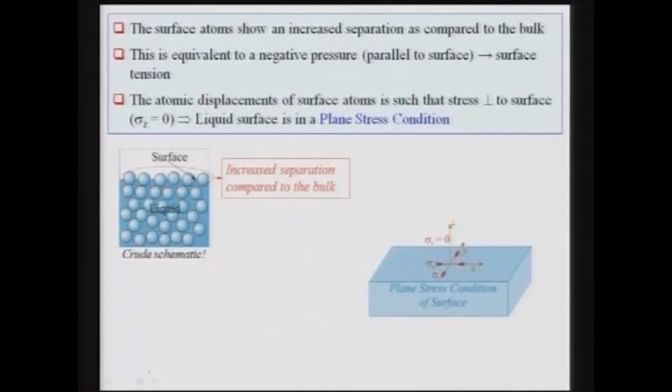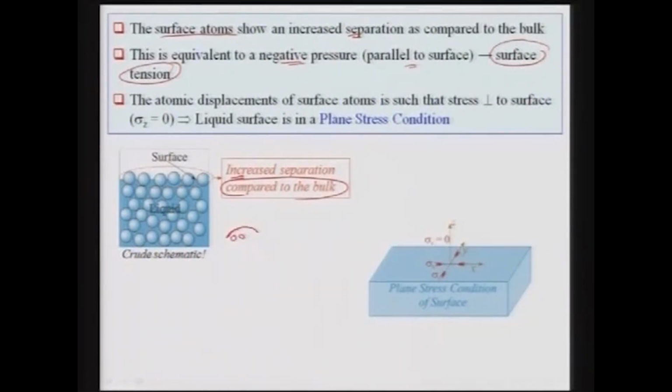What is happening in this case is that the surface atoms show an increased separation as compared to the bulk. In the case of liquids we have some separation, but the surface will show some increased separation compared to that of the bulk. That is some sort of a negative pressure which is parallel to the surface, and that is called surface tension, because that is actually what it is doing. It is now constricting the liquid to form a contoured shape.